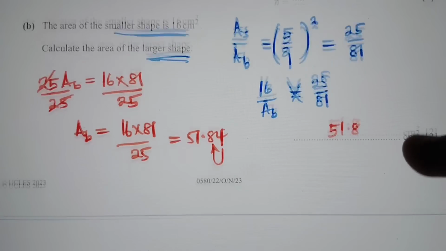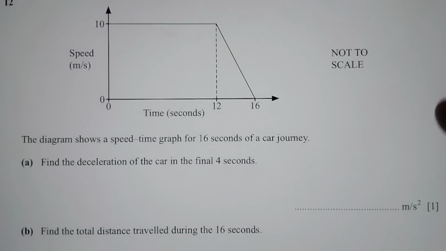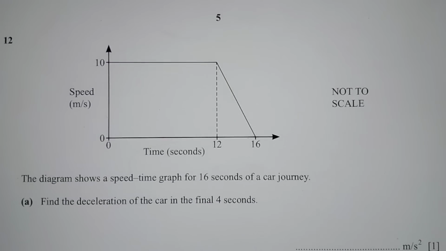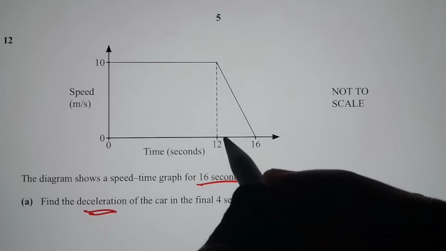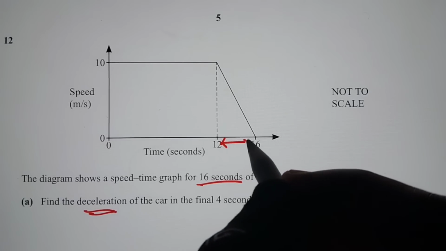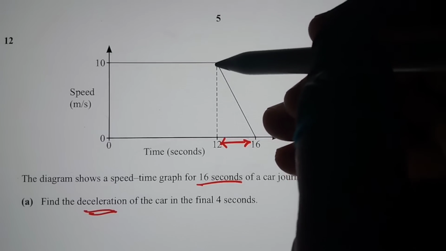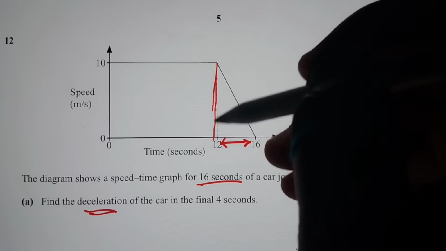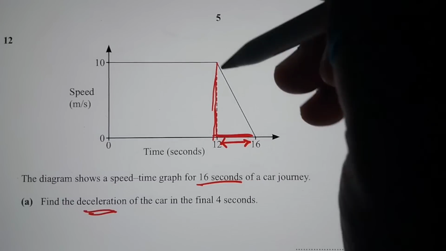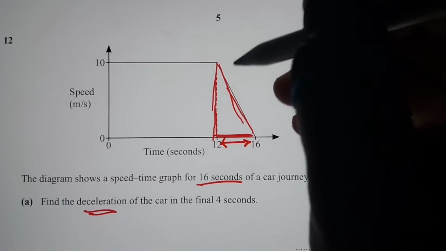Moving on to question number 12. This is a speed time graph, and it's for a total journey of 16 seconds. Find the deceleration of the car in the final 4 seconds. Between 12 and 16 here is the final 4 seconds. So we are actually considering this triangle for that. The deceleration is here.